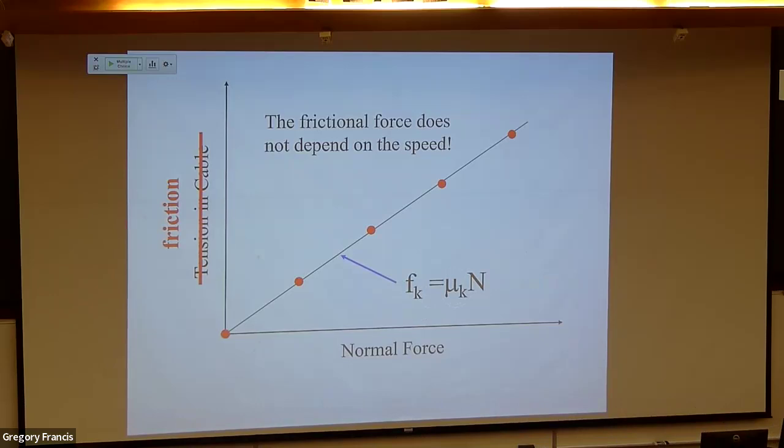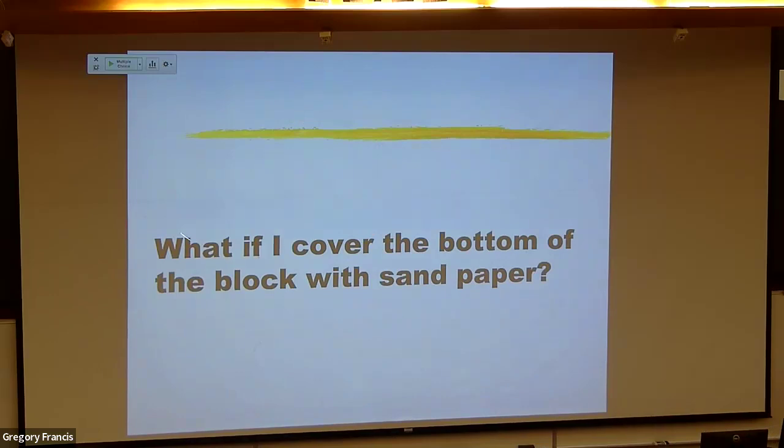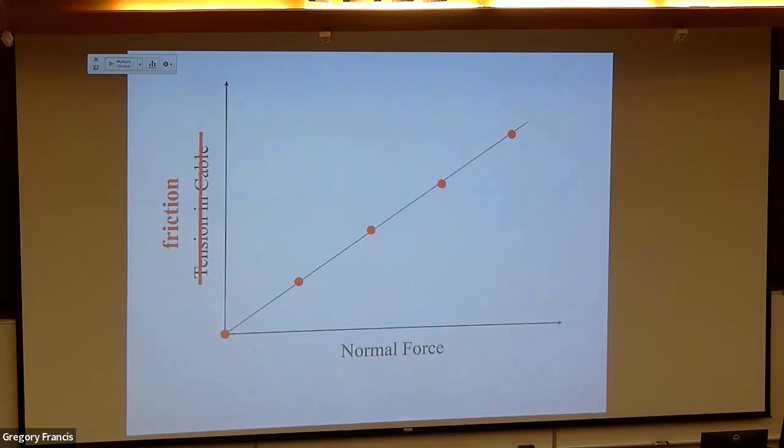But let's see what that mu means at a gut level. Suppose I cover the bottom of that sled with sandpaper. What's that going to do to my graph? Am I going to get this graph or this graph? Talk to your neighbor. Which one is it going to be if I had sandpaper on the sled?